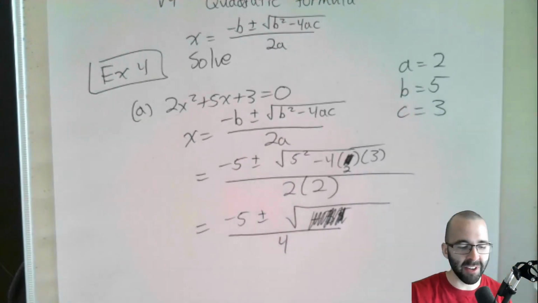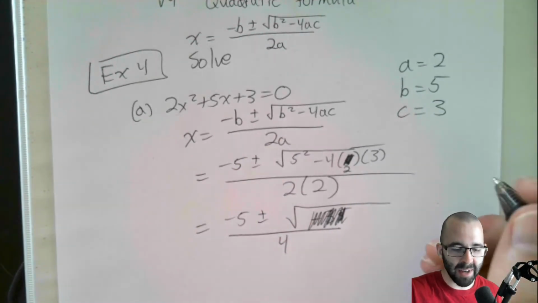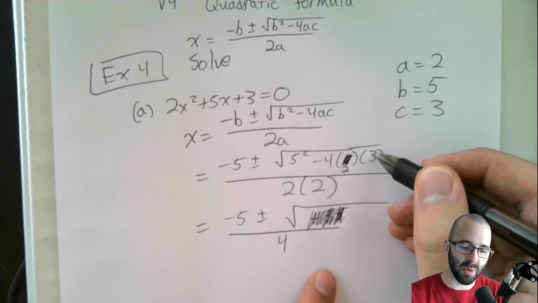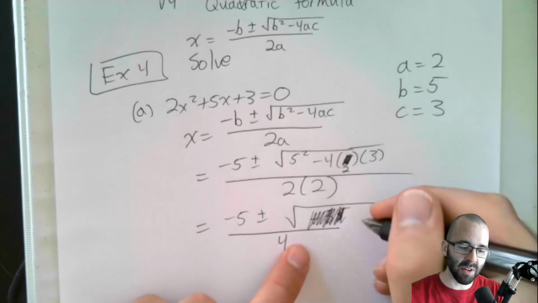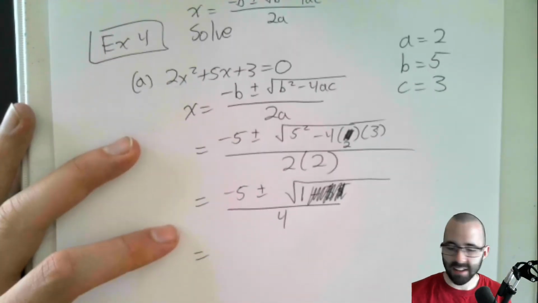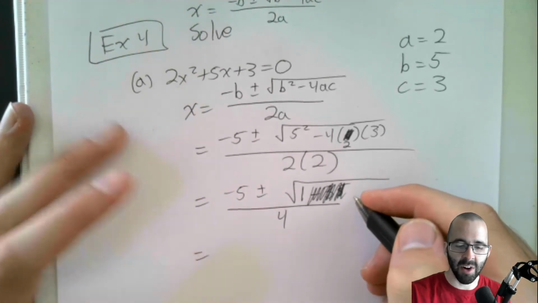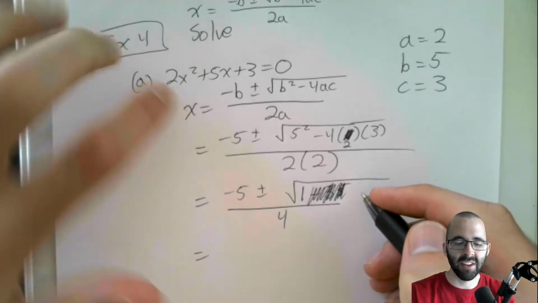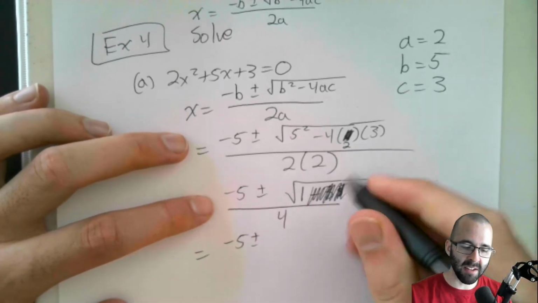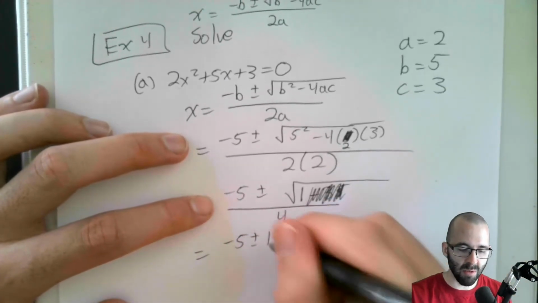I could just re-record this video, but I think it's important to see me making mistakes as well. This becomes 4 times 2 is 8, times 3 is 24. 25 minus 24 is just a nice 1. Very much better. All right, sometimes you'll get messy stuff in here. I just know that because we could have factored, that it's not going to be messy. So we get minus 5 plus or minus the square root of 1. Well, the square root of 1 is just 1.